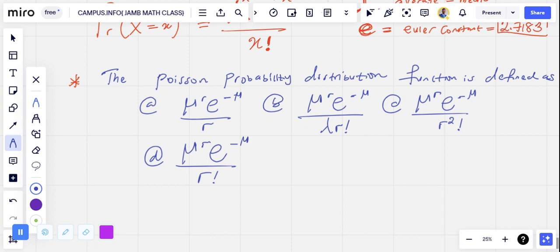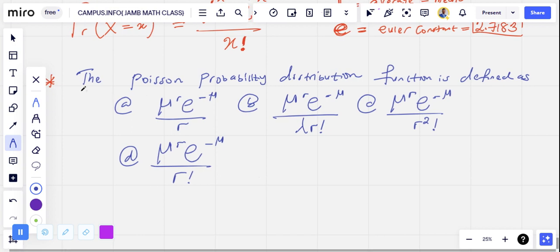So I said, what's the correct option here? Can you see my screen now? This is the question. The Poisson probability distribution function is defined as option A, B, C, D. So guys, what's the correct answer? Can you see the screen?